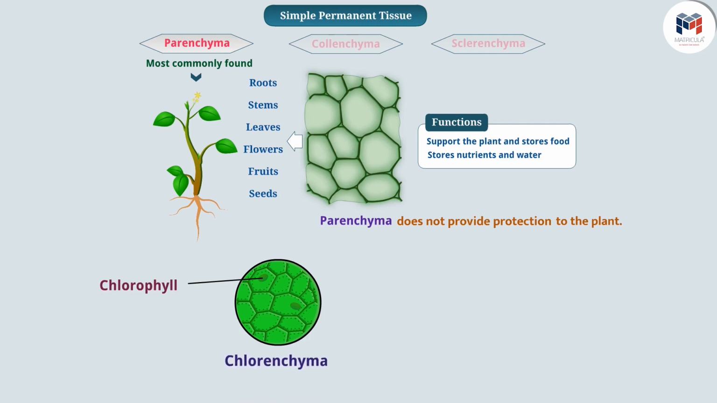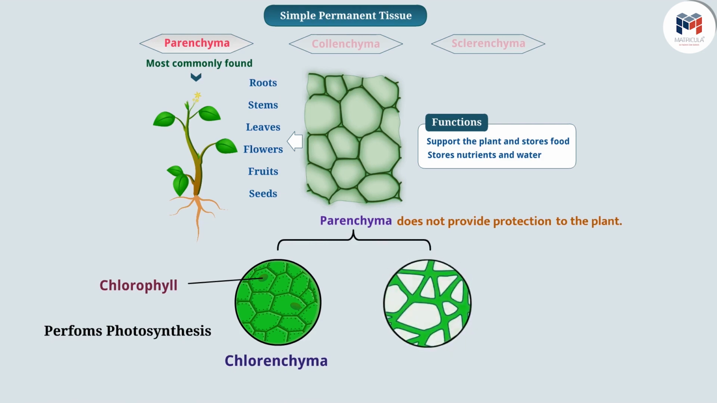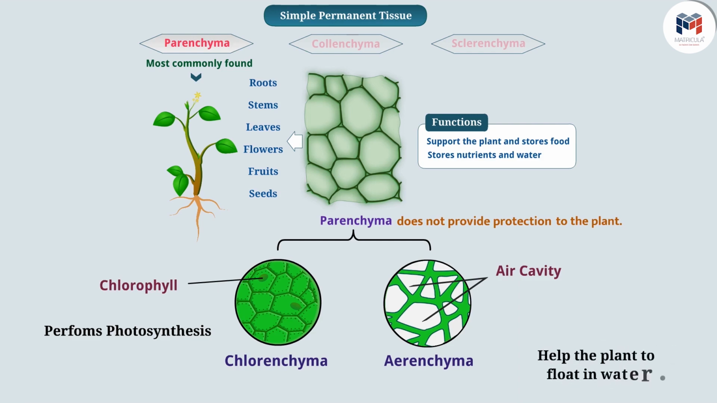These tissues perform photosynthesis. Similarly, the tissue of parenchyma, which has large air cavities in their cells, is called aerenchyma. Air cavities help the plant to float in water. Therefore, aerenchyma is present in aquatic plants.